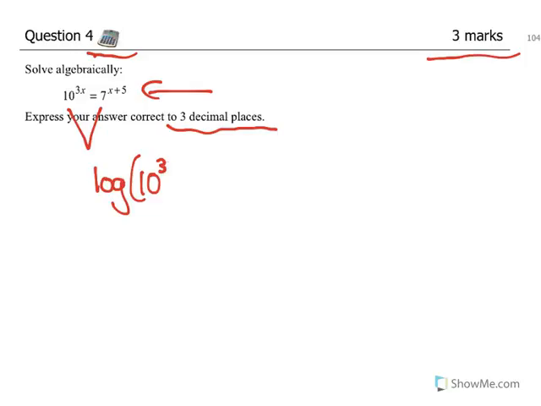So log of 10 to the 3x equals log of 7 to the x plus 5. You can use ln, you can use log of any base. Ln is just log base e. I'm just using log, so basically base 10 at this point. The reason we do that is because once we're in logarithm form, you can bring the exponent to the front. So this 3x now comes down to the front.